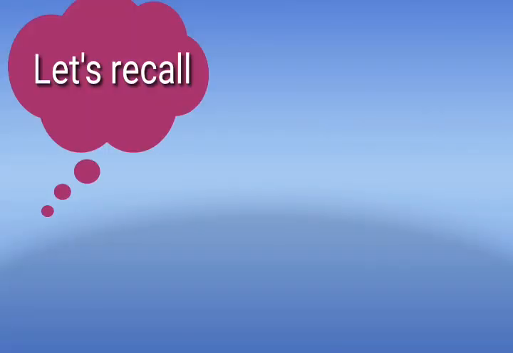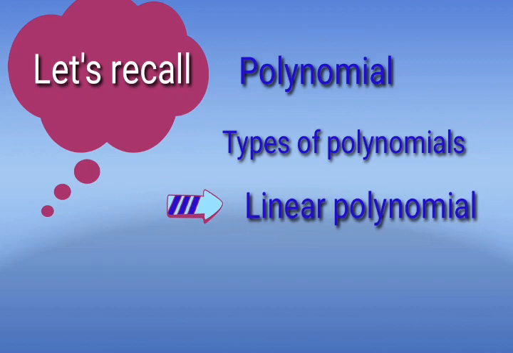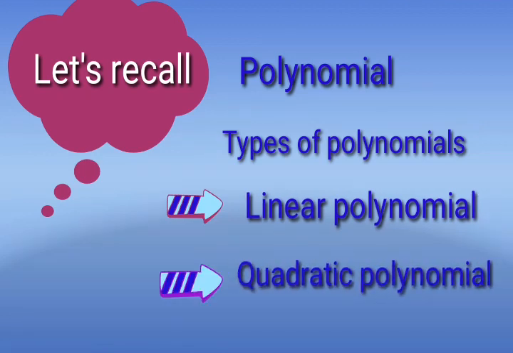Before going to start the introduction of quadratic equation, let's recall the meaning of polynomial and types of polynomial. Two types are there: linear polynomial and quadratic polynomial. Linear polynomial means if the degree of polynomial is 1, then it is called linear polynomial. And quadratic polynomial means if the degree of polynomial is 2, then it is called quadratic polynomial. Students, when we equate the quadratic polynomial to 0, then we get quadratic equation. Now next we will start the quadratic equation.